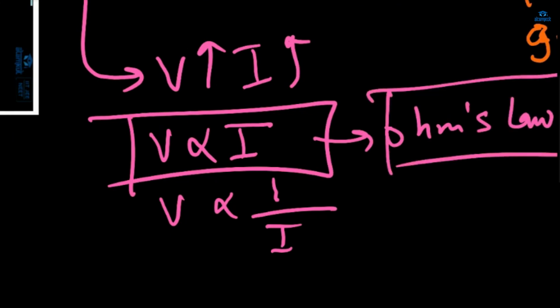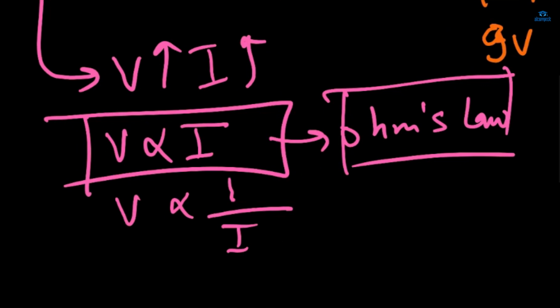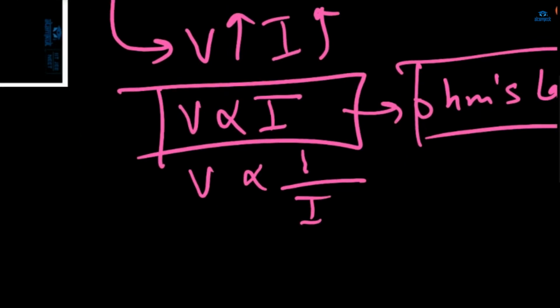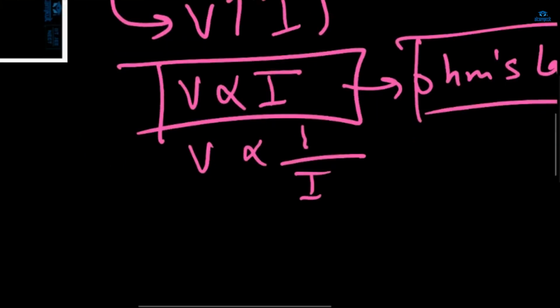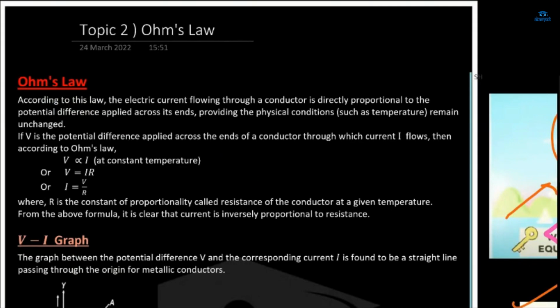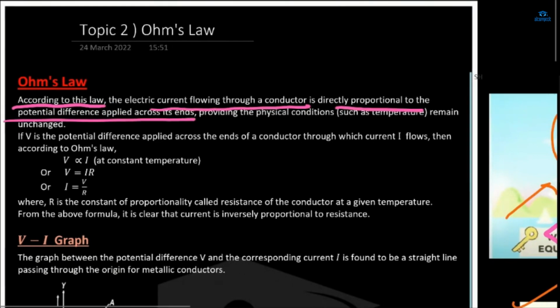यही तो हमको बात करना है, right? V is directly proportional to I, right? The current flowing in the circuit is directly proportional to the potential difference in the circuit. Okay? अब देखो, ये यहाँ पर हम लोग ओम्स लॉ पढ़ लेते हैं. According to this law, the electric current flowing through a conductor is directly proportional to the potential difference applied across its ends, providing the physical condition remains unchanged.